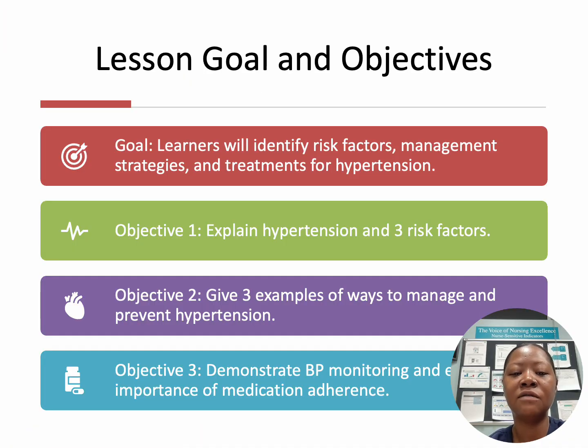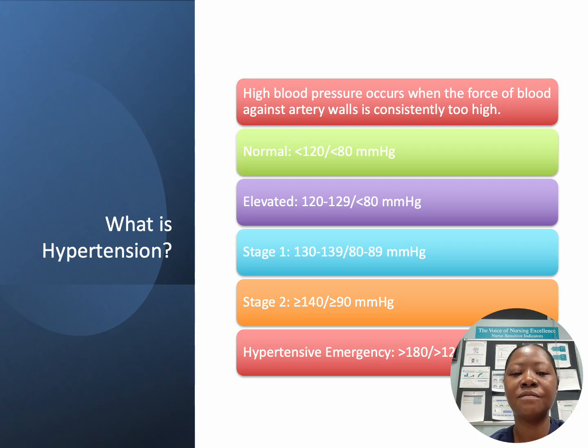Lesson goal and objectives. The goal is for learners to identify risk factors, management strategies, and treatments for hypertension. Objective 1 is to explain hypertension and the risk factors. Objective 2 is to give 3 examples of ways to manage and prevent hypertension. And objective 3 is to demonstrate blood pressure monitoring and the importance of medication adherence.